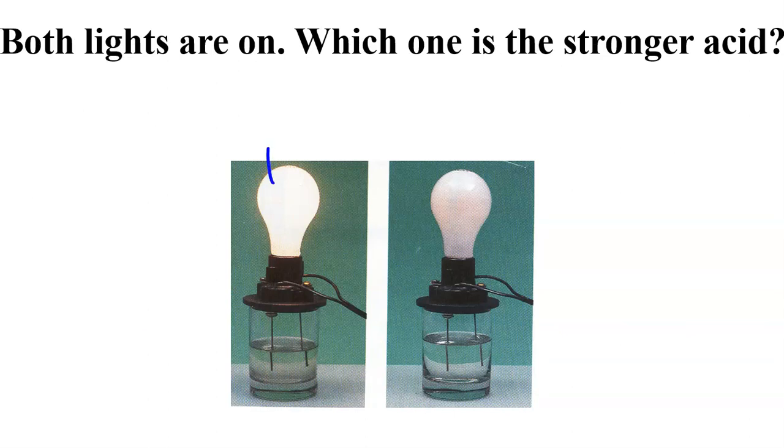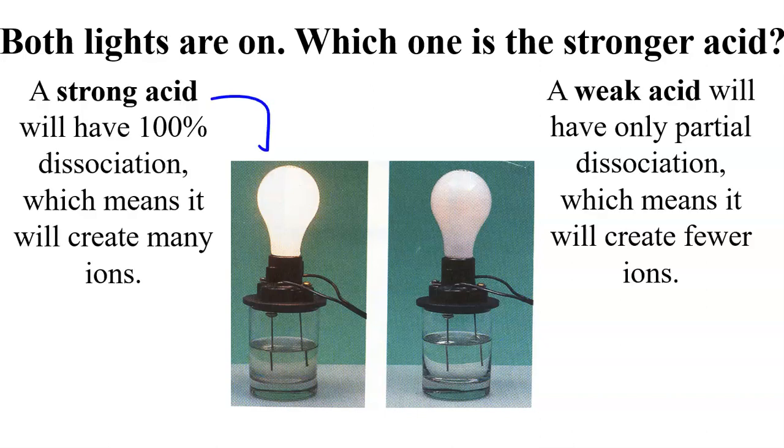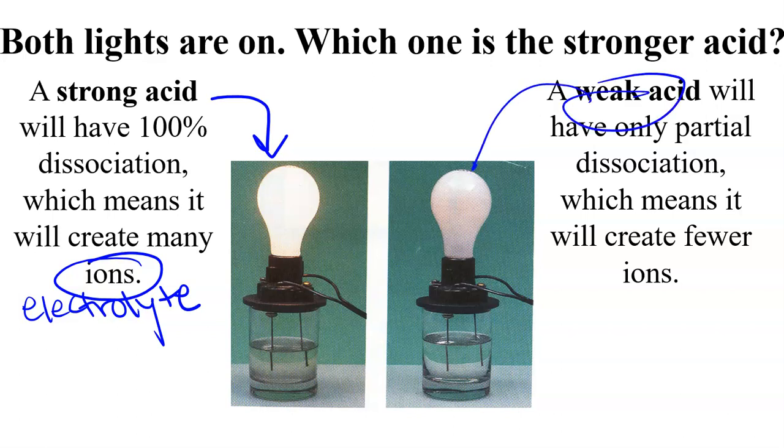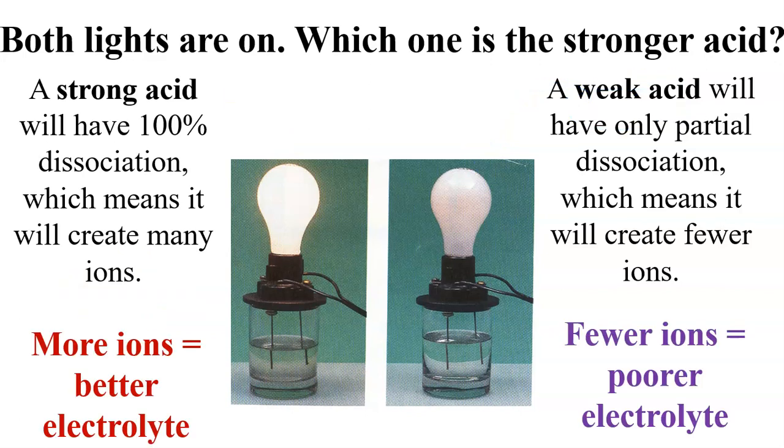So if we're looking at these two lights, and they're put inside a solution, can we tell which one is a stronger acid? You can see this light is obviously brighter than this one. So we're going to say that this strong acid had a complete dissociation, which means it created a lot of ions. By creating those ions, it made it an electrolyte. The weak acid only had a partial dissociation, which means it created fewer ions. More ions created a better electrolyte, fewer ions created a poorer electrolyte. So this one is our stronger one.